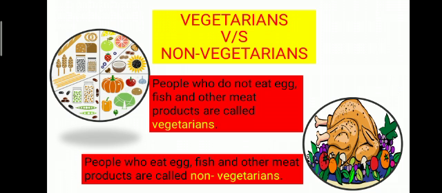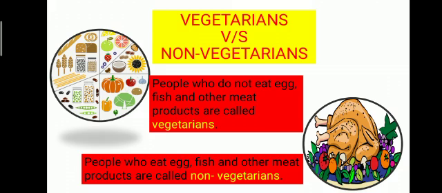According to the food habits of different people, we can classify the people under two categories. First is vegetarians and second is non-vegetarians. Vegetarians do not eat egg, fish or any meat products. Basically, the people who do not eat any meat product are known as vegetarians. They only eat fruits, vegetables, cereals and pulses. They do not eat any meat product.